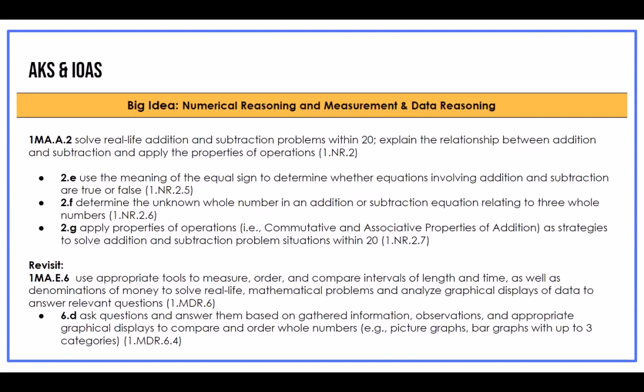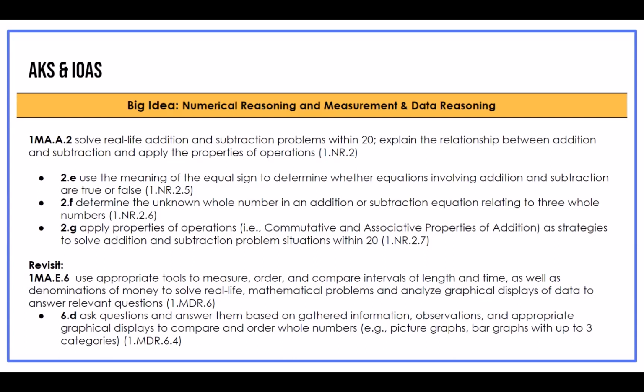Let's look at the AKS and IOAs we will be teaching in this unit. Unit 2B has two AKS, AKS 2 and 6. Under the AKS, you will find the indicators of achievement that we are teaching at this time. Notice for AKS 2, we are focusing on the IOAs 2E, 2F, and 2G. For AKS 6, we are only working on the IOA 6D at this time.